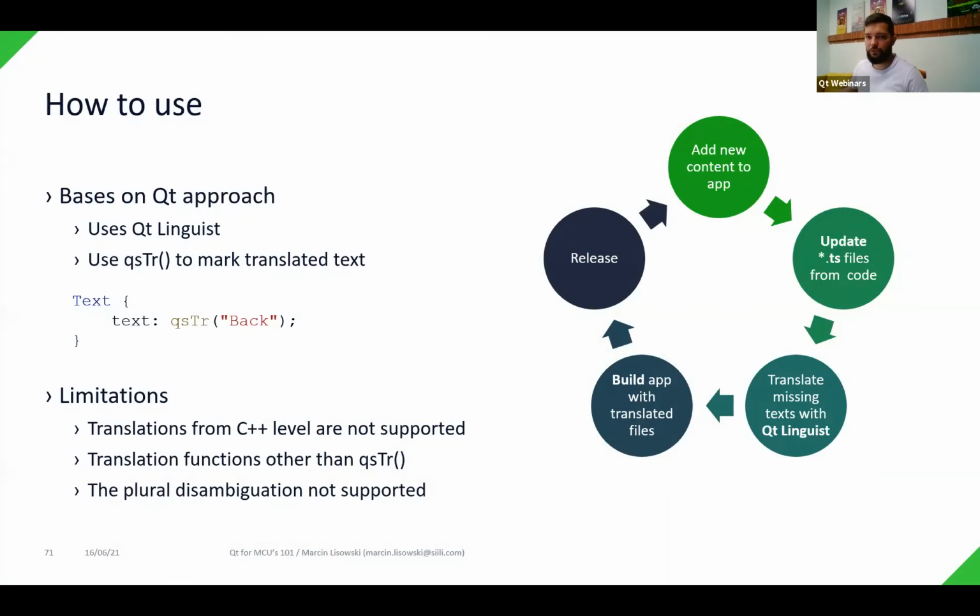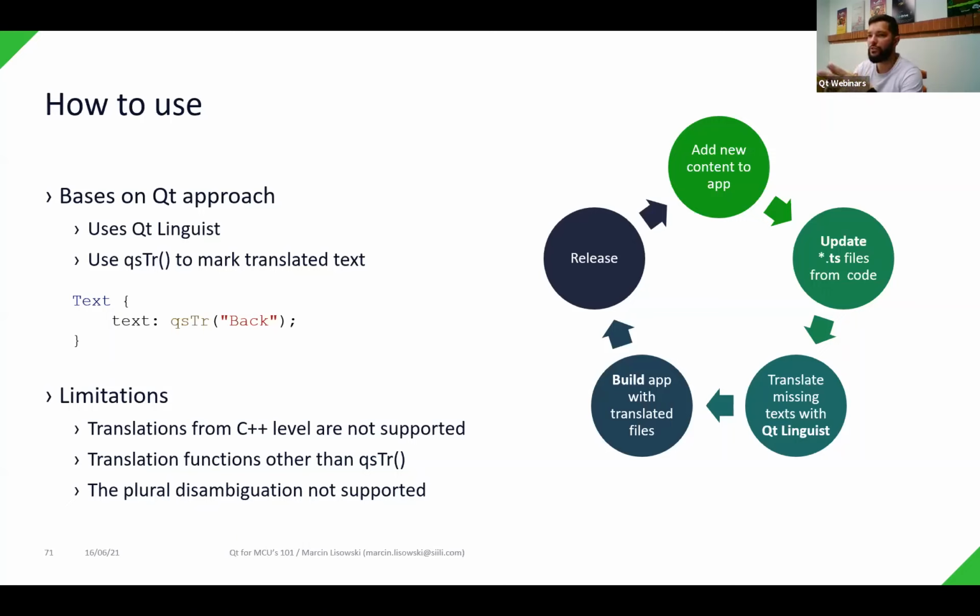So, for those who don't know, I will explain how Qt Linguist tool works shortly. But first of all, let's discuss overall how translations are done in Qt for MCUs. It is based on the same approach as the big Qt, and it relies on the tool called Qt Linguist, which provides translation files for our applications. And how do you tell Qt for MCUs that some string is translated?